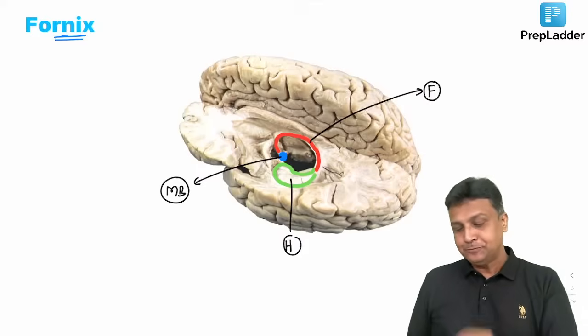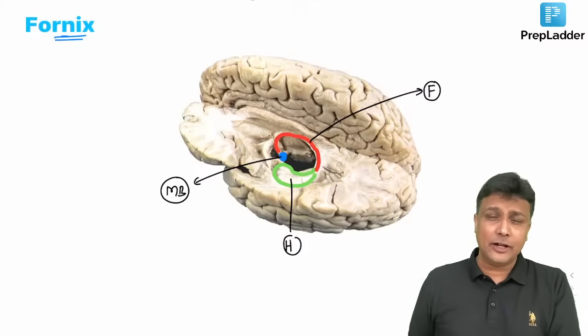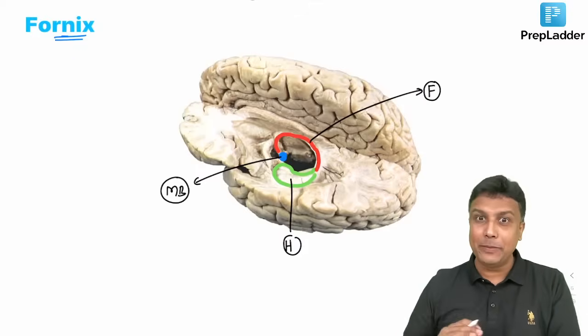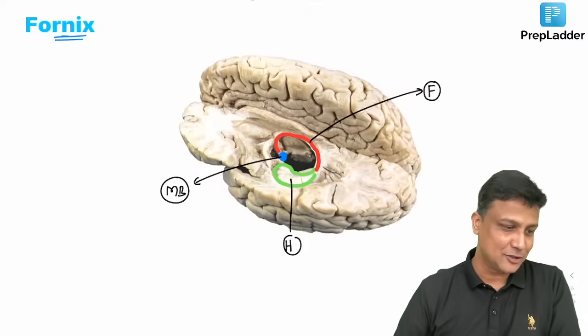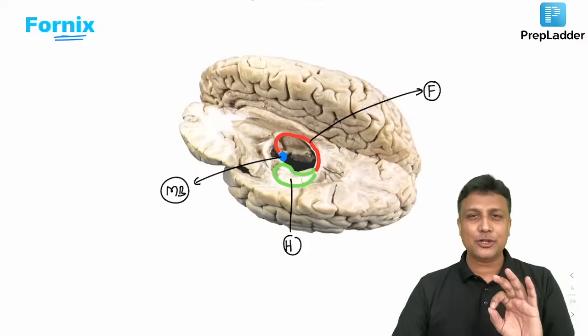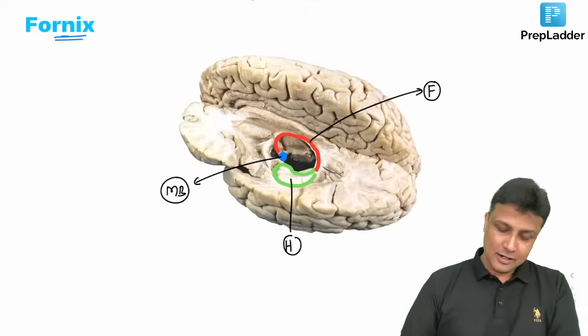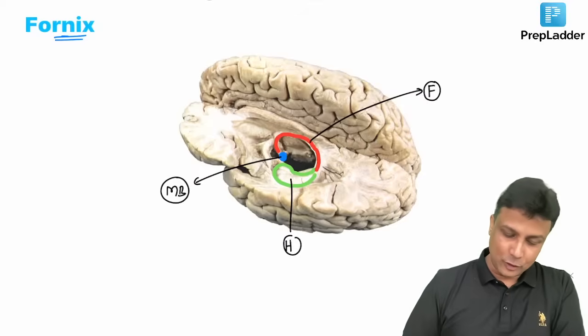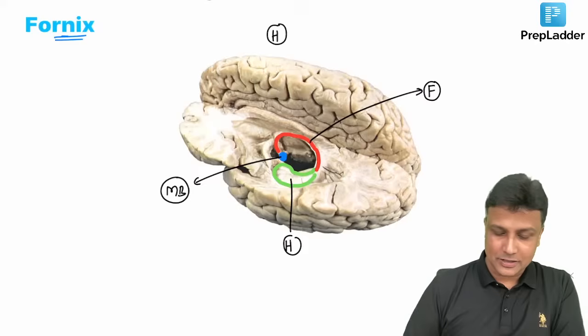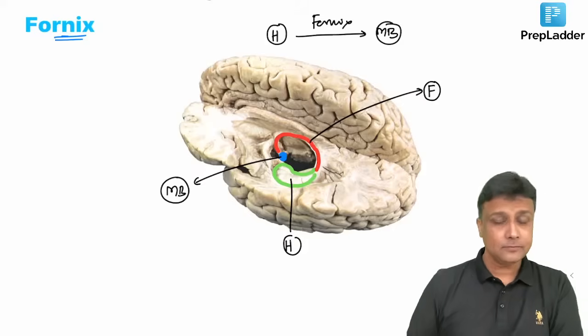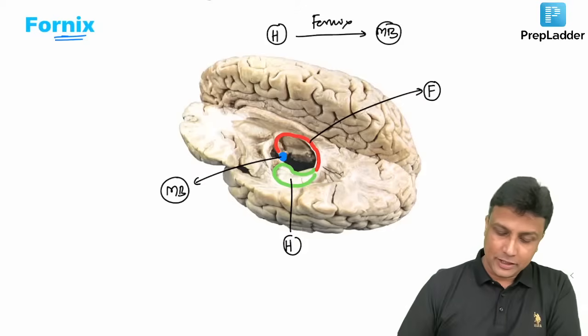Now the first thing that you have to remember here is that the fornix is going to begin from where? Already the question has been asked. Let me tell you all the questions regarding the fornix. Yes, it is going to begin from the hippocampus, and after beginning from the hippocampus, it is going to the mammillary body via what, guys? Fornix.